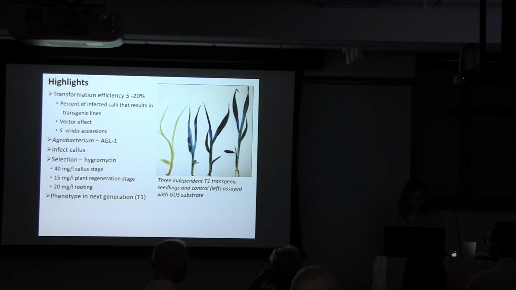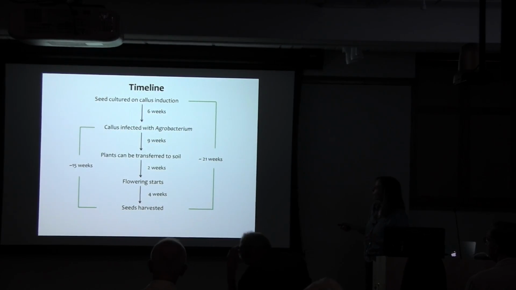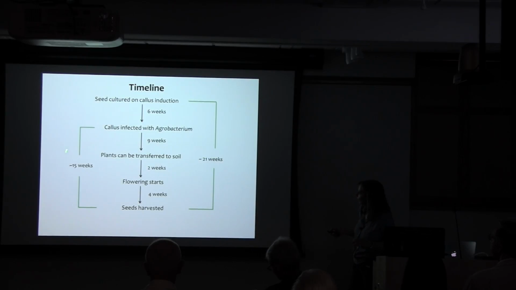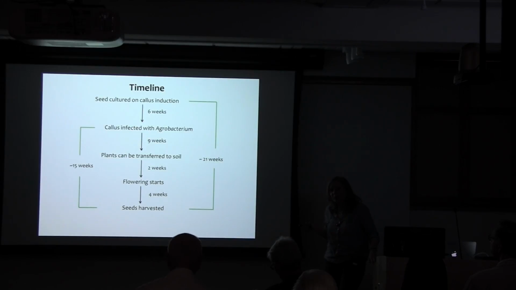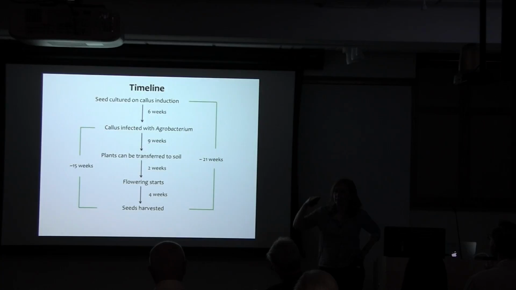So this is a timeline for how long the whole process takes. From culturing the seed on callus medium to having seeds harvested from your transgenic lines takes about 21 weeks. But if we had that callus already, we could cut 6 weeks off that process. And with monocots, it's really difficult to maintain callus long term and still have it maintain that high regenerability. And when you do get regenerants, you sometimes see a large percentage of albinos because the transposons are activated.